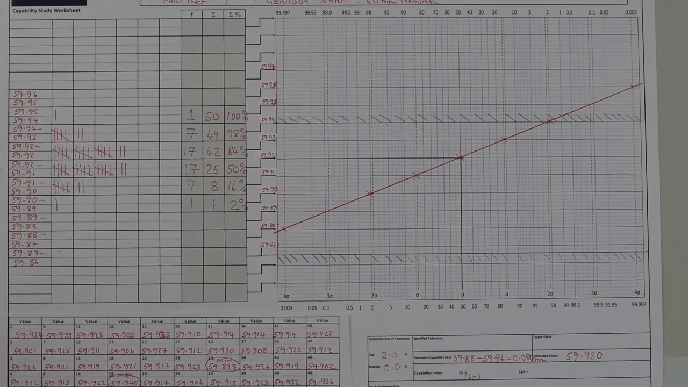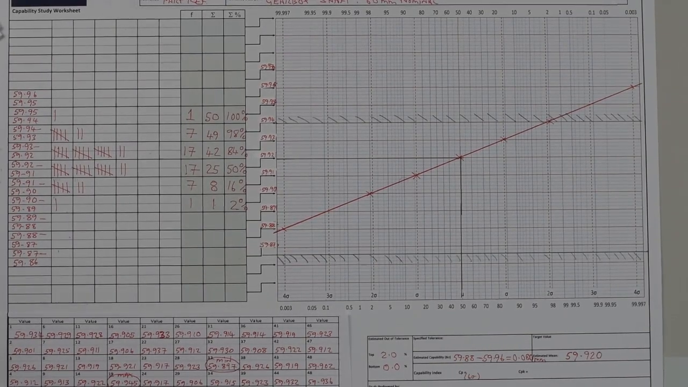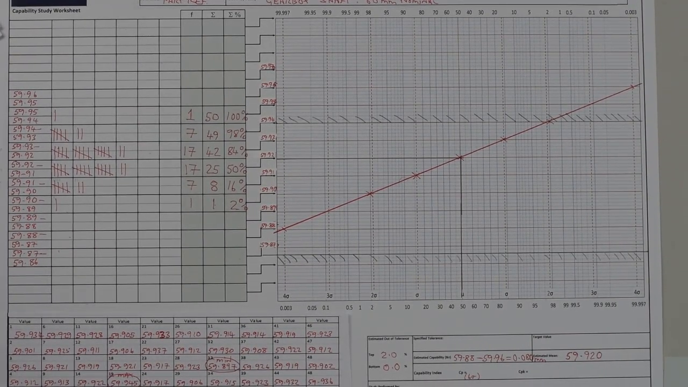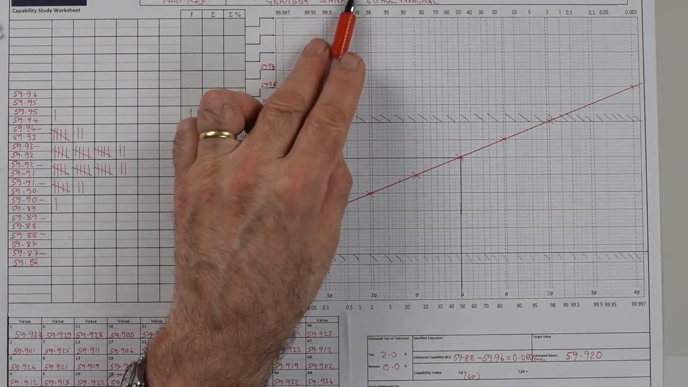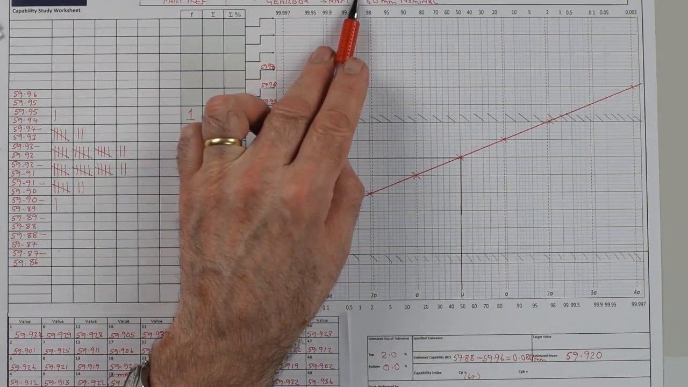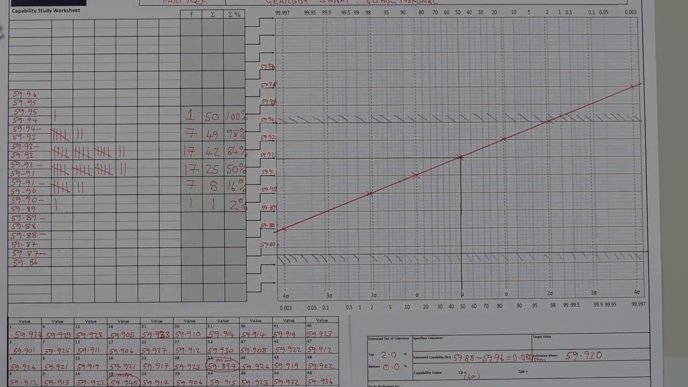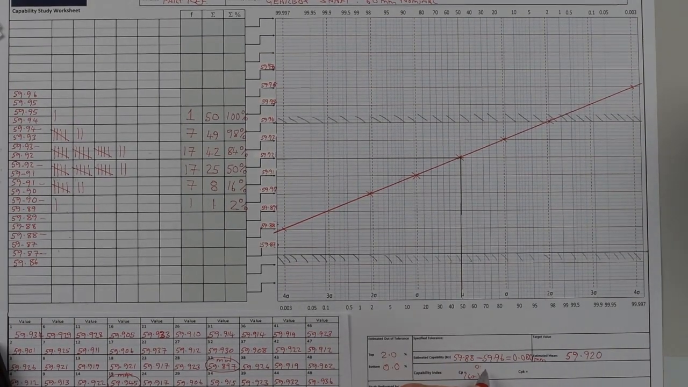Now we've plotted the chart, we can calculate out the capability index and the CPK. So we have CP and CPK. First of all, the capability index CP is defined as the upper specification limit minus the lower specification limit divided by 6 sigma. If we take the upper and the lower specification limit, we get 0.074 divided by the 6 sigma figure.